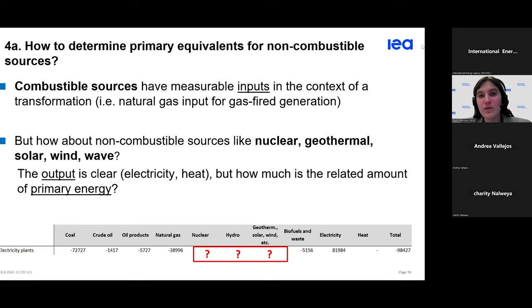But for non-combustible sources like nuclear, geothermal, solar, and wind, we only have output values. So we know how much electricity is produced, for example, from solar. But how do we represent the inputs in the energy balance? So this is a very important methodological choice, especially for countries with a lot of renewables in their energy system.